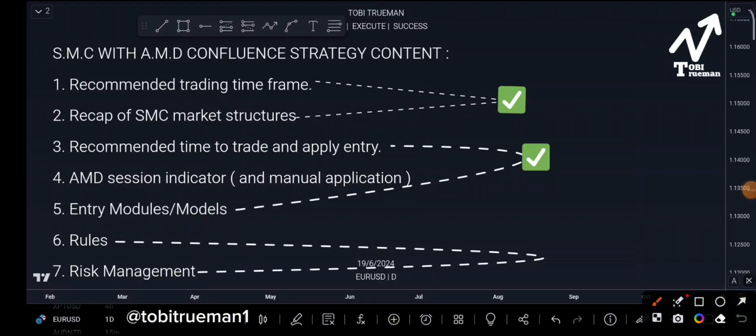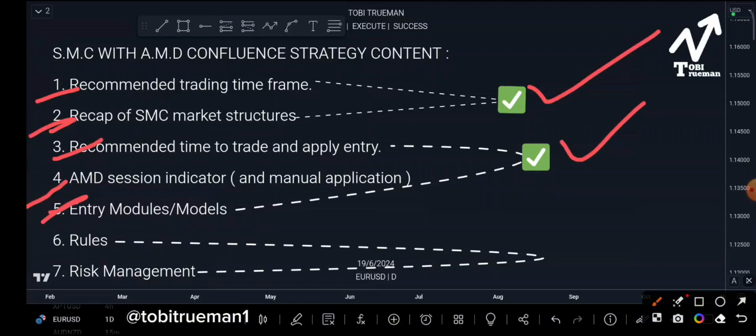From our previous topic, we have done these two categories. We are going to finalize this day trading strategy, this SMC with AMD Confluence. The strategy, we are going to finalize it today using number 6 and number 7, rules and risk management. That is what we are going to consider for today.